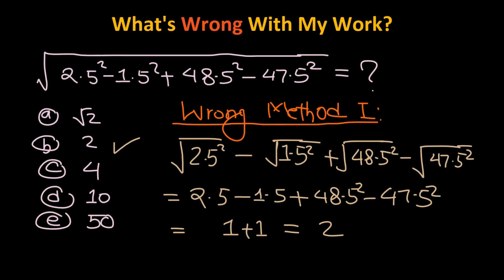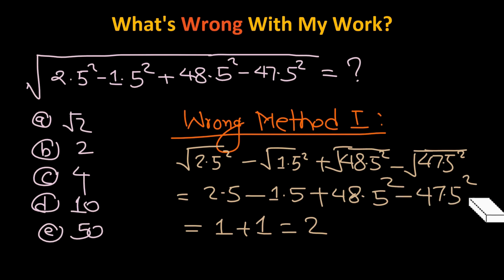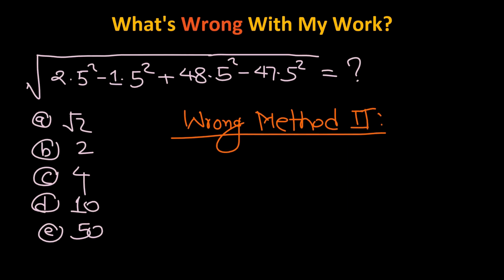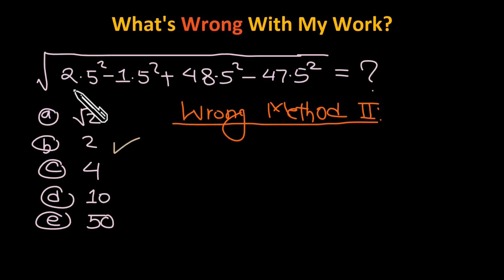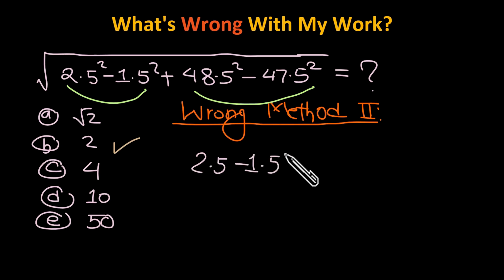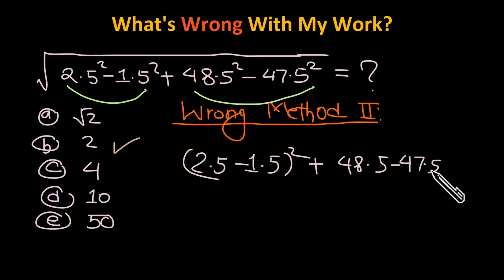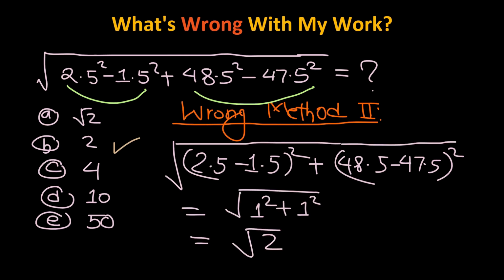Before I tell you what's wrong with this work, let's look at the wrong method too. Oh, sorry about the mistake. At this step here, it should be 48.5 minus 47.5, not squared. Okay, now back to wrong method 2. If you try to evaluate each pair separately and do the square root like this, 2.5 minus 1.5 squared plus 48.5 minus 47.5 squared, square root of the whole thing, you'll get the square root of 2.